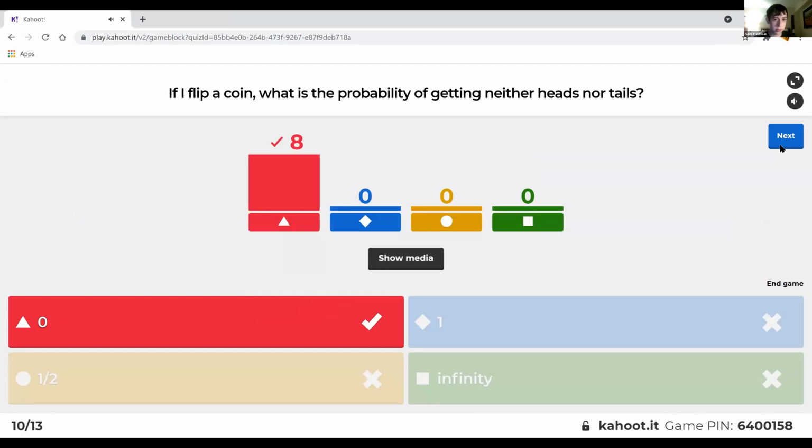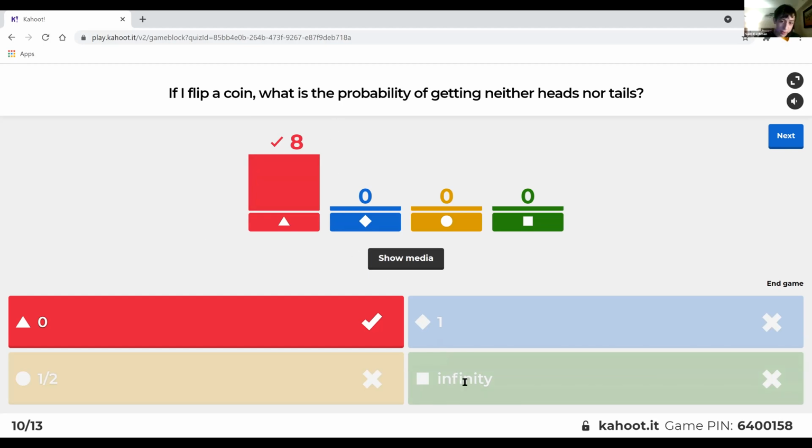Yeah, so it is 0. There's never going to be a situation where you get neither heads nor tails on a normal mathematical fair coin. Some people might say that you could have the coin land on its side, but when we're doing math, we don't like to worry about that situation. Three-sided coins are weird.